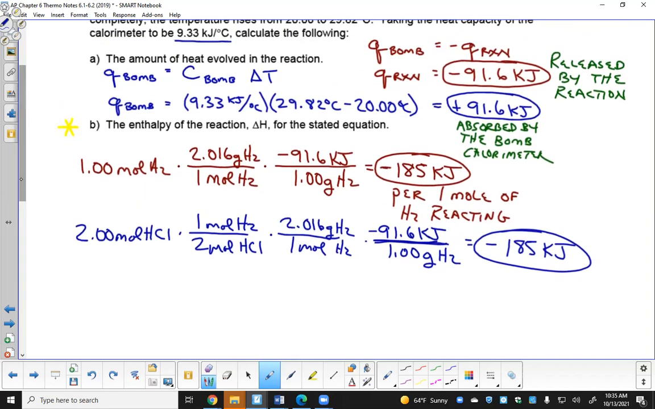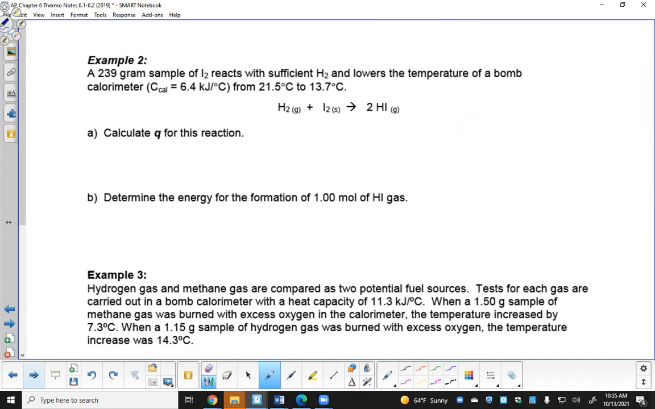Take a look at another one of those on the next example. But this is, I always feel like we don't practice this enough. So on the last day, we'll go through some more of these kind of delta H connections.